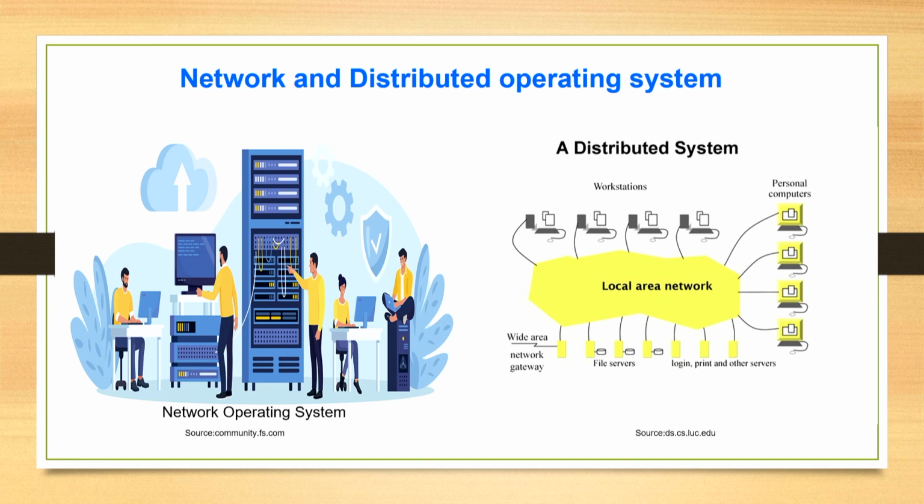Another operating system is a network operating system and a distributed operating system. From the figure itself, you can see that both of them use local area networks and wide area networks. Means here the computers are connected with each other and the data is transferred among these computers, whether it is a network operating system or a distributed operating system. But there are some differences between these two.